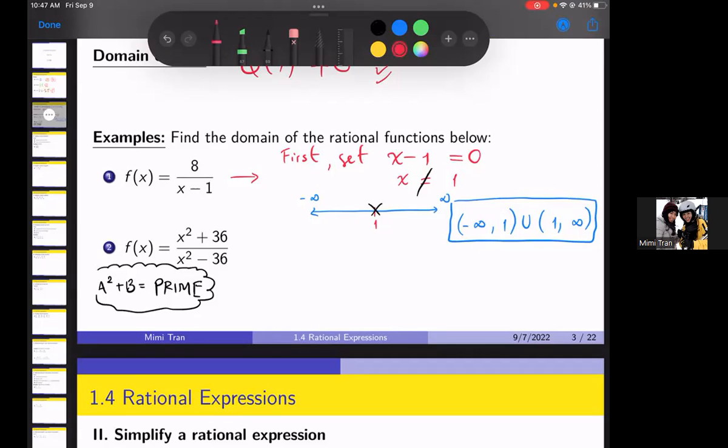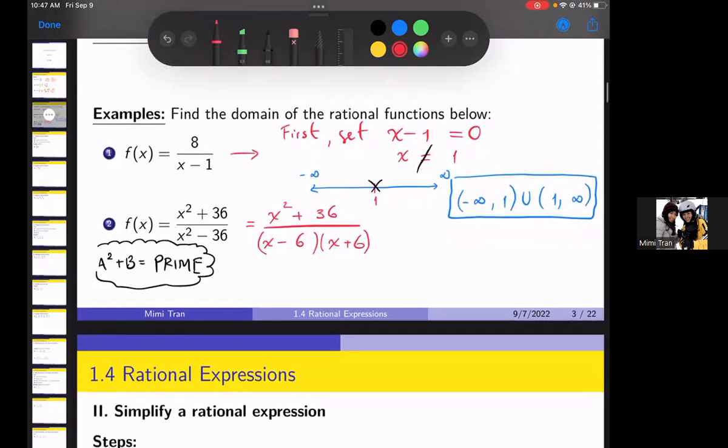So let's factor this. The top, just leave it alone. The bottom, I can rewrite it as two binomials, which is anyone? Yeah, x minus 6, x plus 6. Oh, x plus 6, x minus 6, it doesn't matter. The point here is that we cannot let the bottom equal 0, right? So we're going to set x minus 6 and x plus 6 equal to 0.